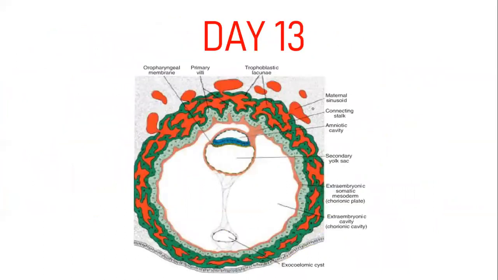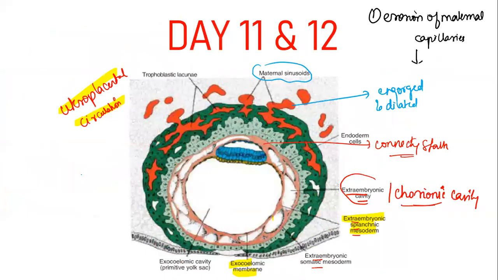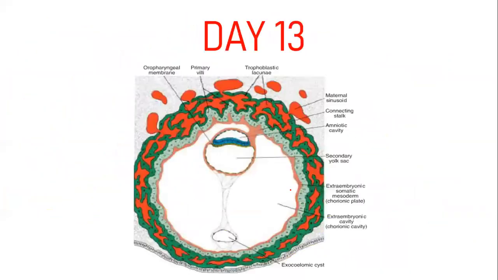Now, what happens in day 13? Can you make out the chorionic cavity? Just see, in day 11 and 12, it appears as very small cavities, right? Now, the cavity is continuously enlarging, and it forms a very big single chorionic cavity, called the extraembryonic cavity. What was the cavity that we saw on the 9th day? It was called the primitive yolk sac, that was the exocelomic cavity. Which is the extraembryonic cavity? It is the chorionic cavity which is formed from the extraembryonic mesoderm.